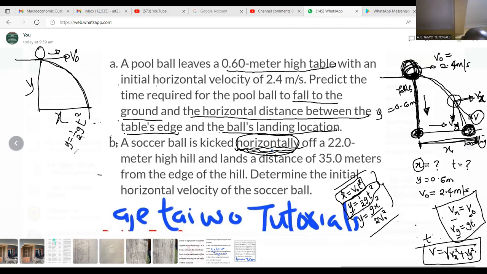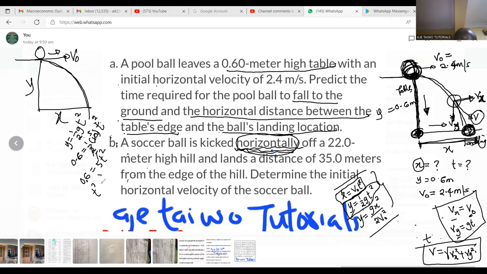Okay. We have 0.6 equals half. What's G? G has to be 10, except stated otherwise. G squared. So take 2 to this place. It has 2 here, 1, 2 here, 5. So we have 0.6 equals 5 T squared.